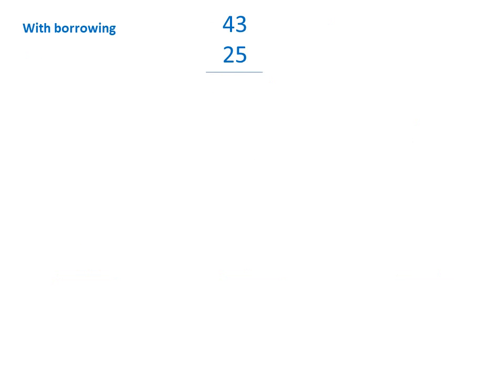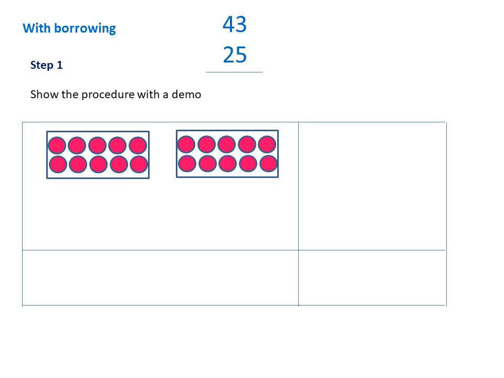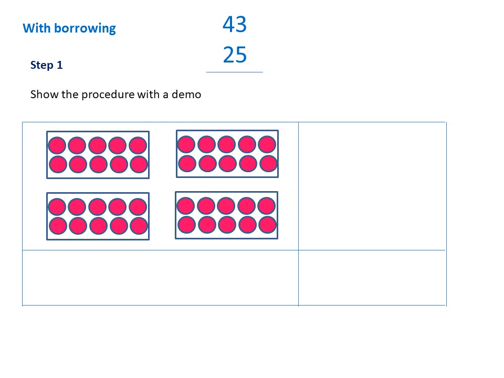Second one, with borrowing. Of course, this is not easy. It is easy for us, but it is not easy for the children to understand in the beginning. This is the suggestive procedure. Show the procedure with a demo like this. Say for example, here I have changed the grouping for my convenience. So it is 43. Therefore I have written 4 tens in a different way and then 3.